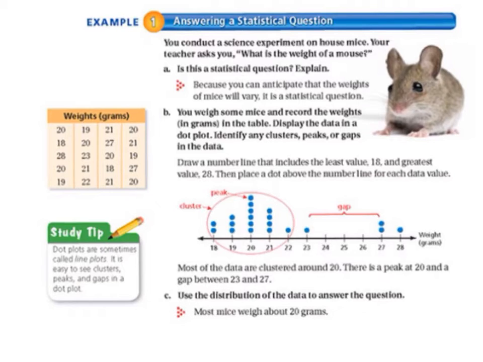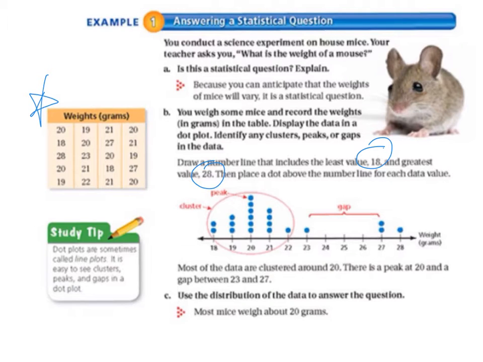Letter B. You weigh some mice and record the weights in grams in the table. So here's the table off to your left. Display the data in the dot plot. Identify any clusters, peaks, or gaps in the data. Draw a number line that includes the least value, 18, and the greatest value, 28. Then place a dot above the number line for each data value.